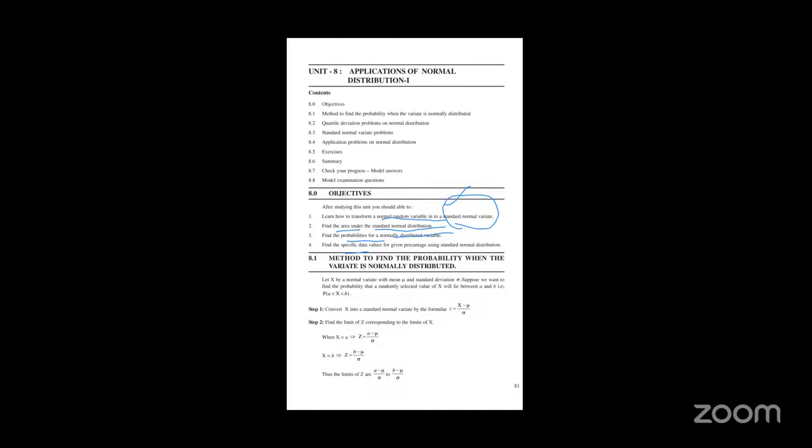After that, finding specific data values for a given percentage using the standard normal distribution. Using the standard normal distribution, we will find the specific data values from the given percentages that they gave. From that, we will find out the specific data values by using the standard normal variate.